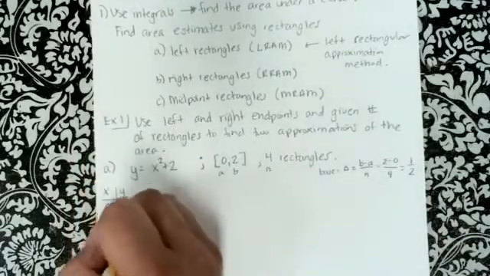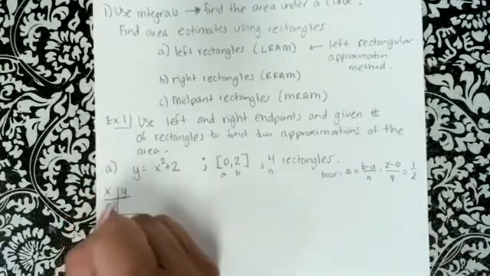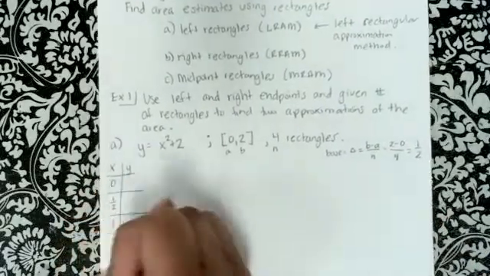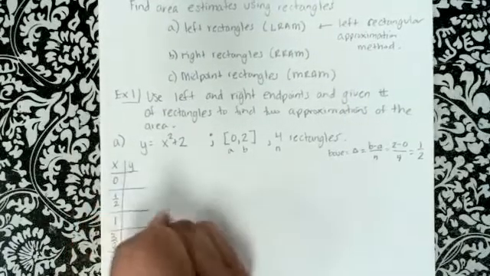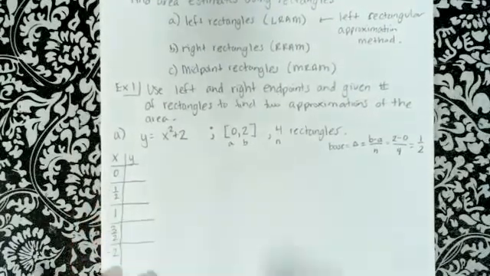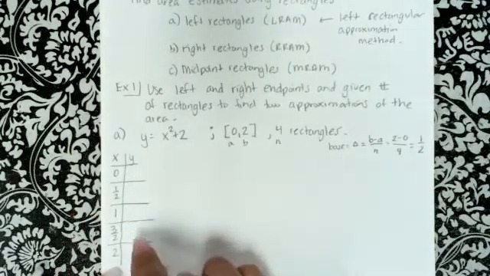So I'm going to start off at 0, and I'm going to go by halves. So then that's 1/2, 1. Now 1.5 is the same as saying 3/2, and then 2. So look, this is 1 rectangle, 2 rectangles, 3 rectangles, 4 rectangles.